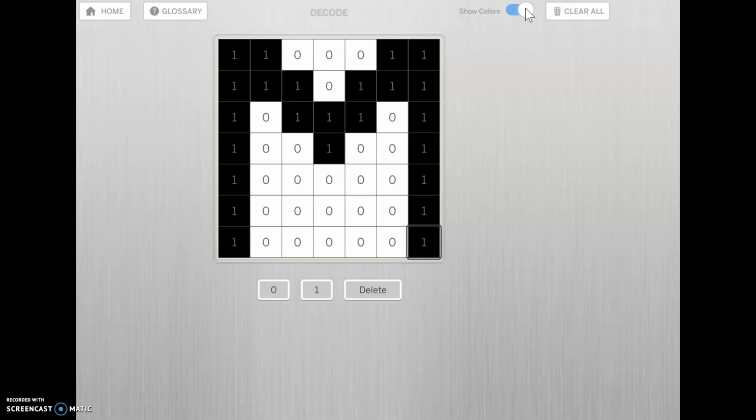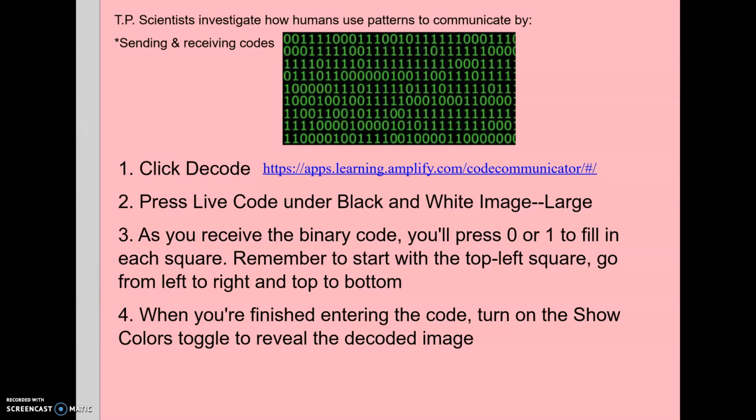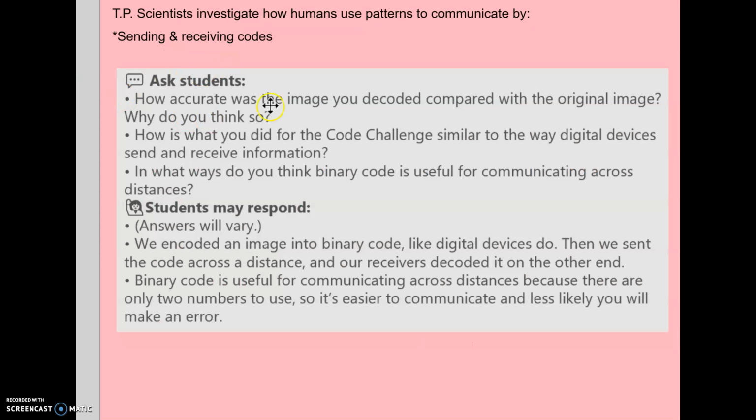Whoa, okay, so we decoded this message, and look, it's the letter M. Very cool. Please feel free to try this at home. You have all the login information. So how accurate was the image that we decoded compared with the original image? Well, he said that that was exactly the image that he had in mind.